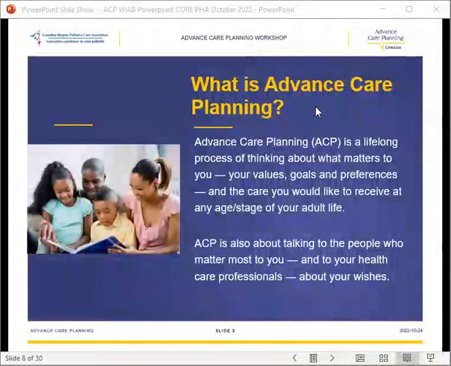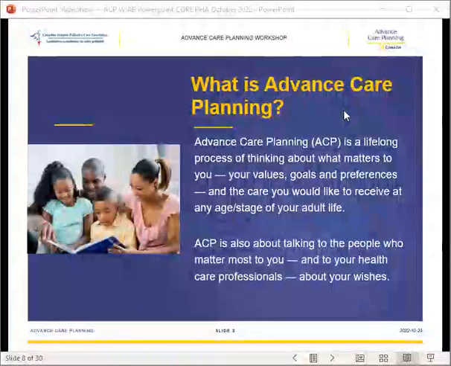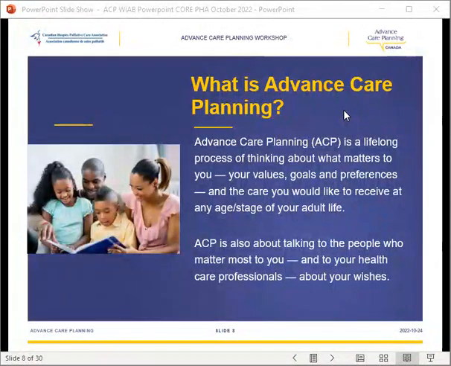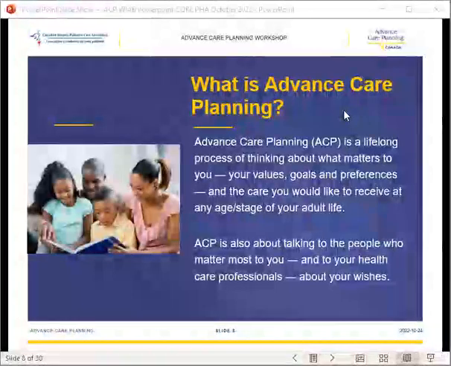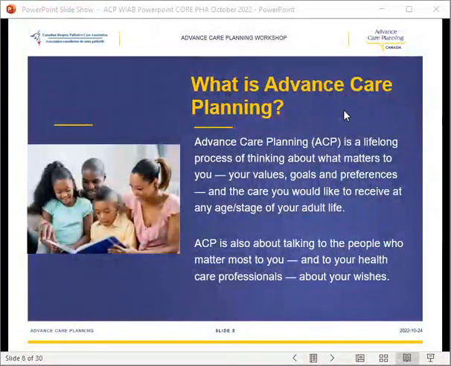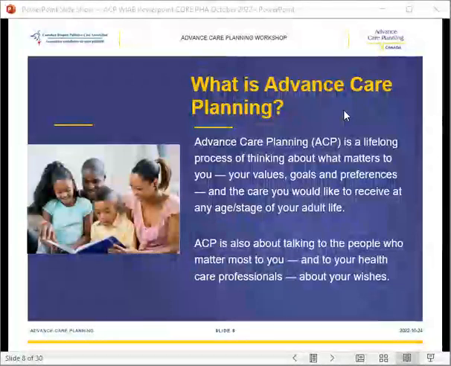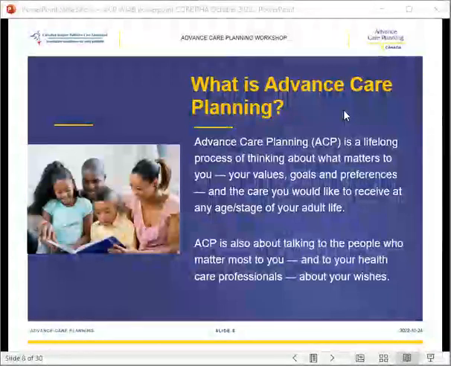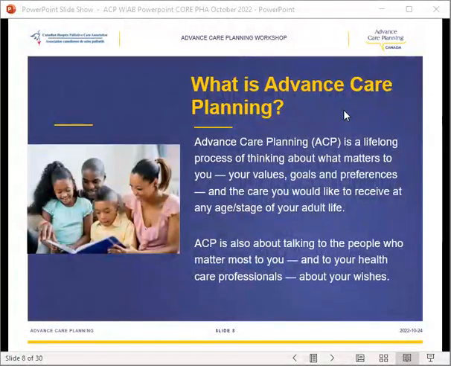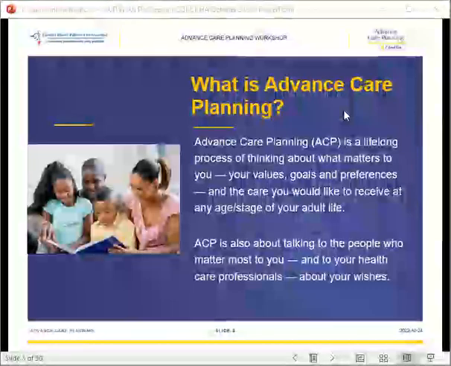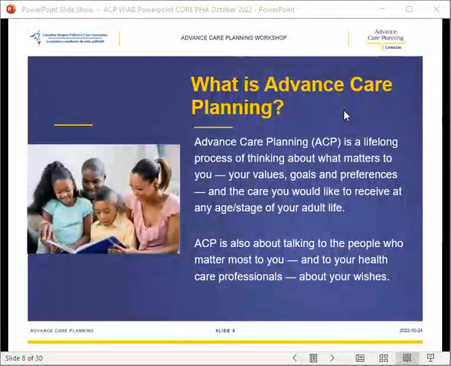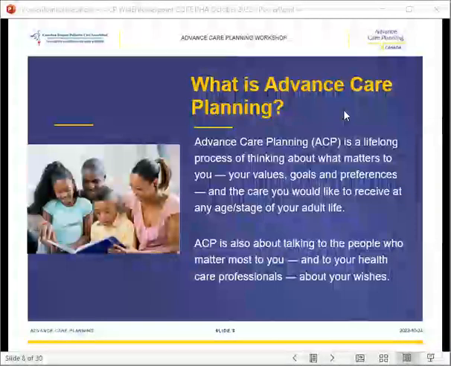So fundamentally, advanced care planning is a lifelong process of thinking about what matters to you, your particular values and goals, as a way of having those discussions with hopefully the person who would be deemed your substitute decision maker or your proxy. There are a number of different terms that are used across Canada. That person would have the responsibility and authority to potentially make decisions on your behalf if you were not mentally capable. And so advanced care planning fundamentally is not about end of life.